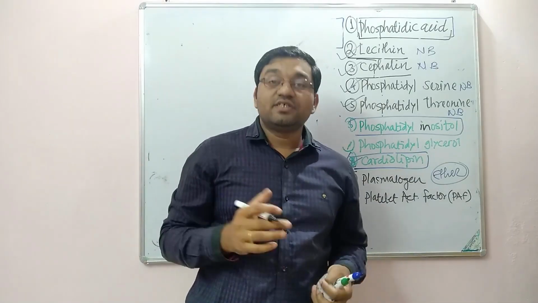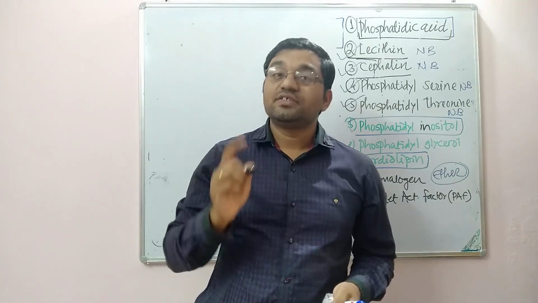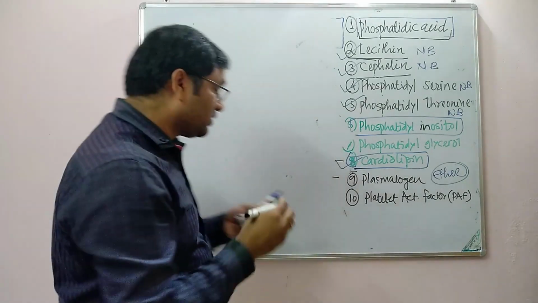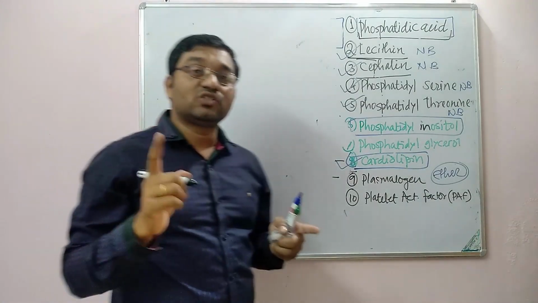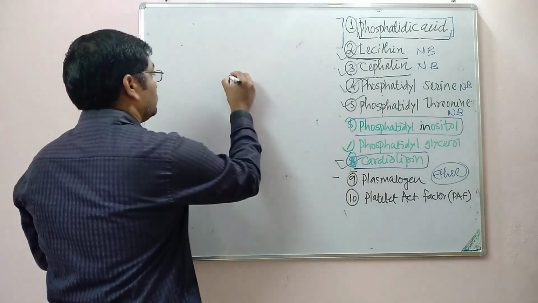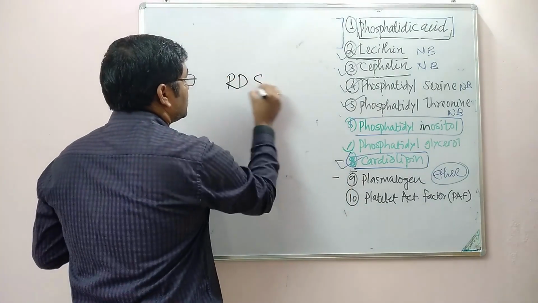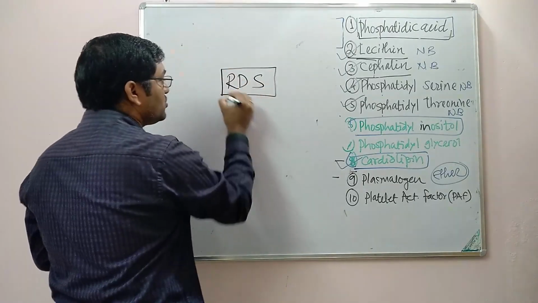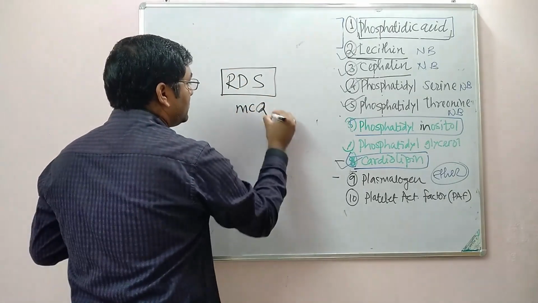So in deficiency of dipalmityl lecithin, there is one disorder which is very important. You may get a case on this disorder, that is known as respiratory distress syndrome, RDS. This one is a very important MCQ, respiratory distress syndrome.